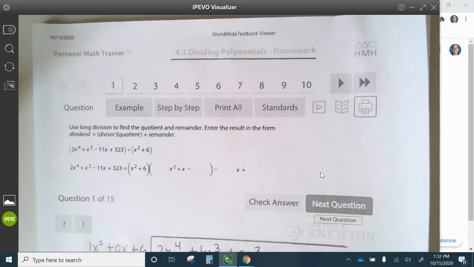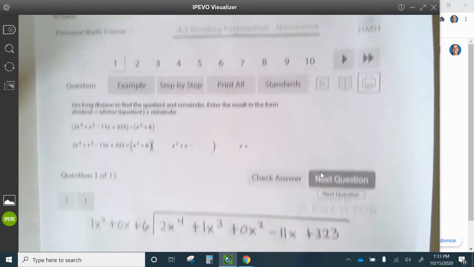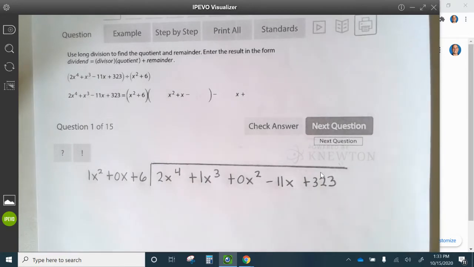Let's look at question number 1. Use long division to find the quotient and remainder. Enter the result in the form dividend equals divisor times quotient plus remainder. Okay, so we have 2x to the fourth plus x cubed minus 11x plus 323 divided by x squared plus 6.